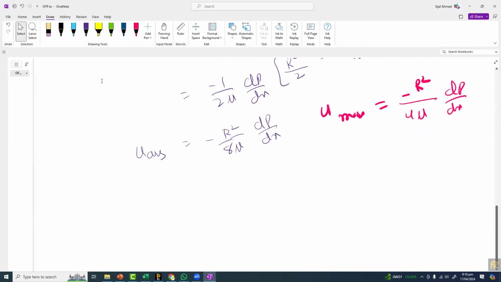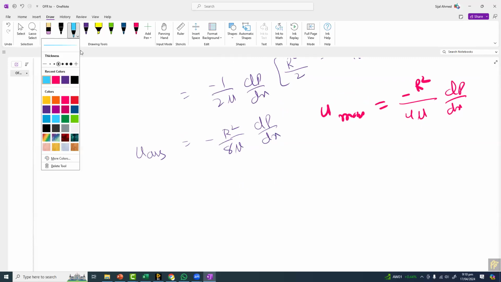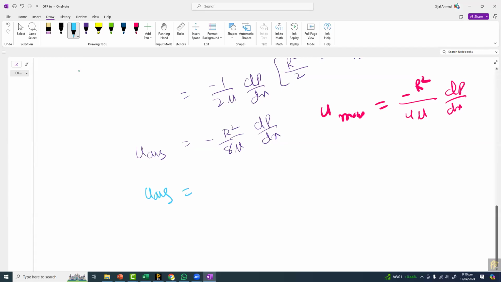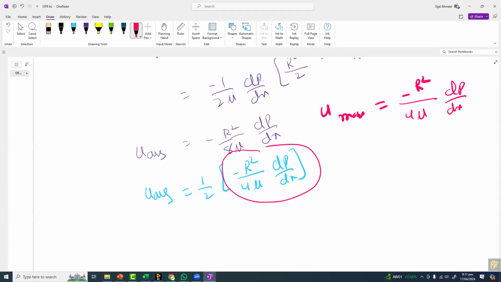So if I write down the equation for the U average, I can simply write this equation as 1 upon 2 bracket, minus R square upon 4 mu dp by dx. Okay. And this term is basically the U maximum. So I can write this as 1 upon 2 into U maximum.